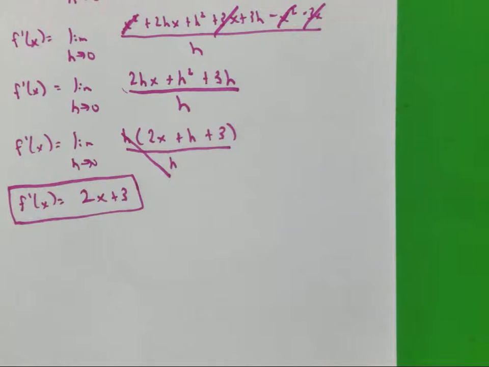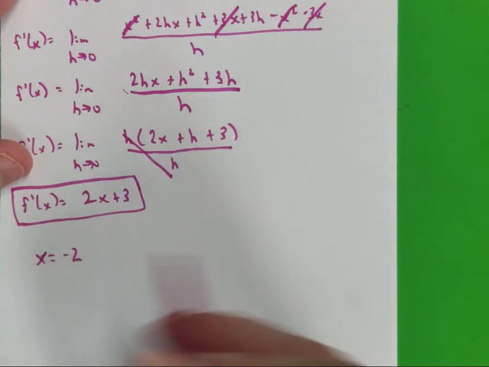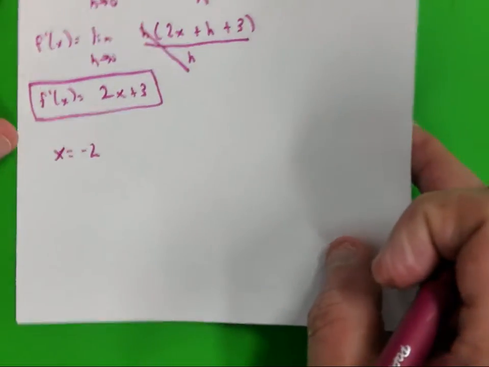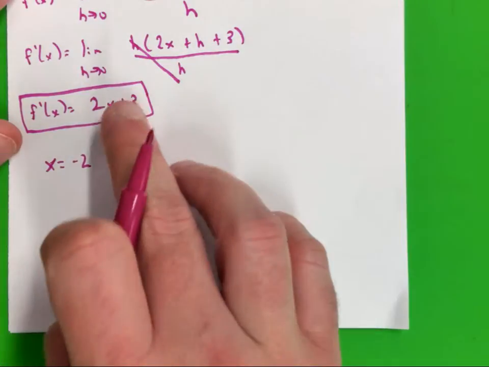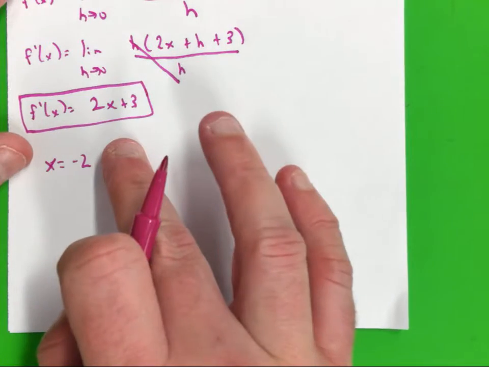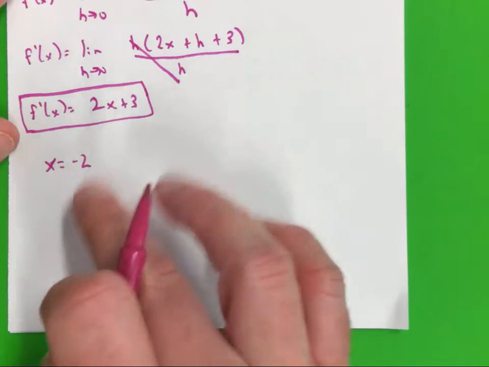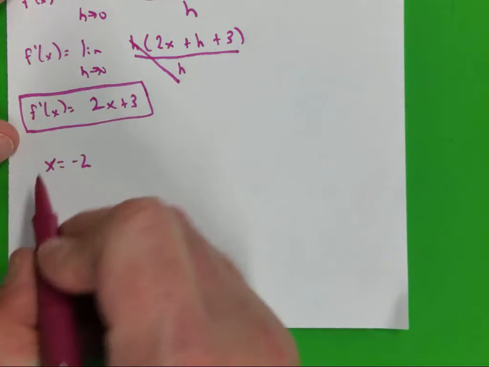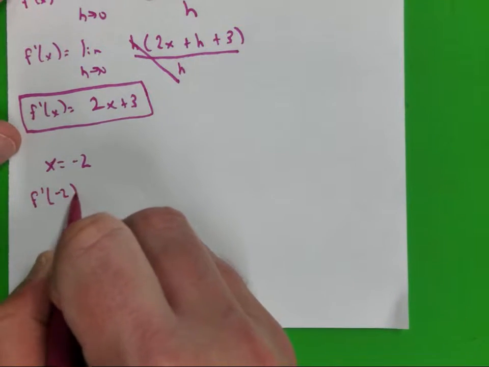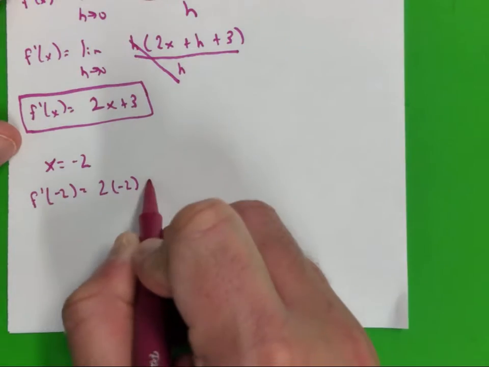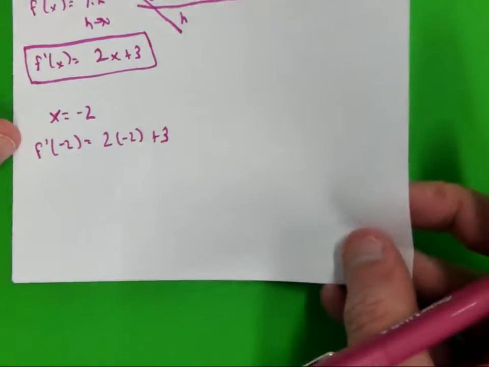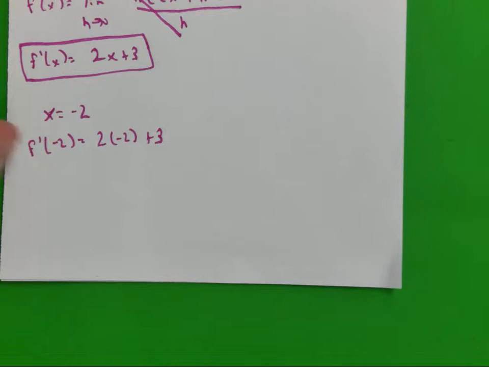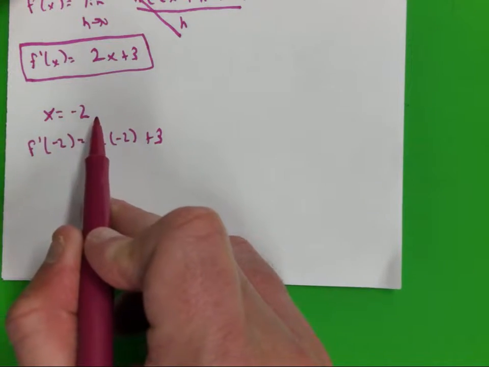Now, that is your derivative. Now, I want to know what is going on at a point. x equals negative 2. I want to know what my IROC is at negative 2, where here is the equation for my tangent line. So if I want to know what's going on at negative 2, I'm going to plug it in. Watch this. f prime of negative 2 equals 2 times negative 2 plus 3. So there's my derivative. I will know what my IROC is at x equals negative 2.